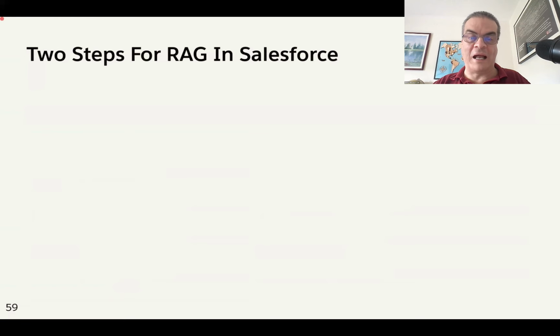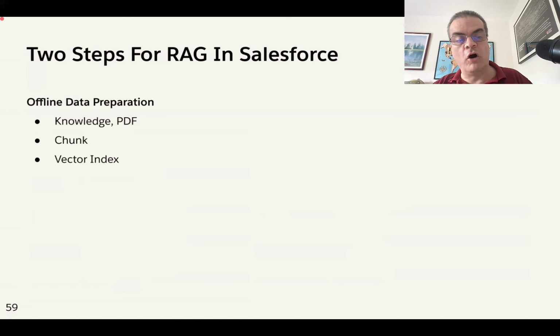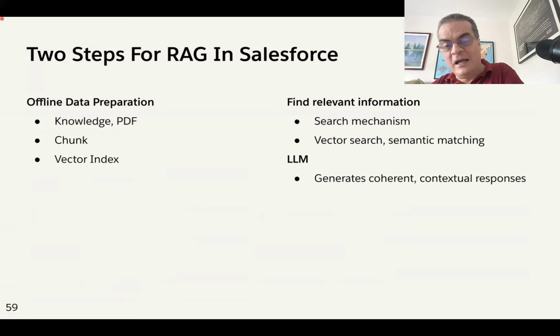So when you're working with RAG in Salesforce, you have to think about two different phases of the entire project. One phase is the offline data preparation. You load your PDF, you chunk it, it does the vector index, all that stuff. That's the preparation. Then when you run it, because you want to find the relevant information, that's when you do the actual search and use vector searches on the vector indexes. All right. And then at runtime, the LLM will take all that information and make a cohesive response.